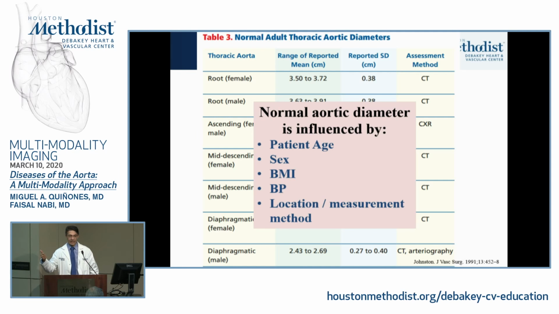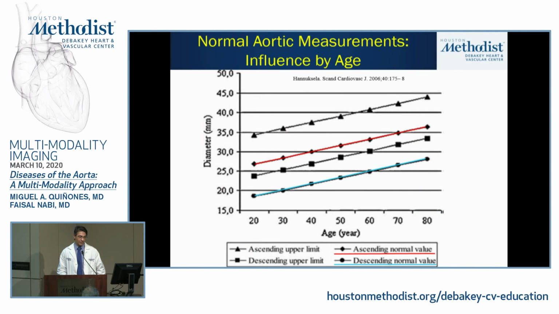It increases as we grow older. Gender: males have bigger aortas than females. BMI: as our BMIs increase, aortic sizes increase. Blood pressure: hypertensive patients have bigger aortas than non-hypertensives. And then we've talked a little bit about location and measurement methodology. So there are a lot of variables, and it's hard to describe what's normal.